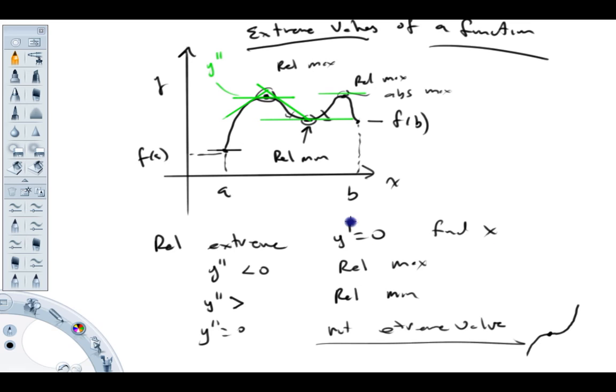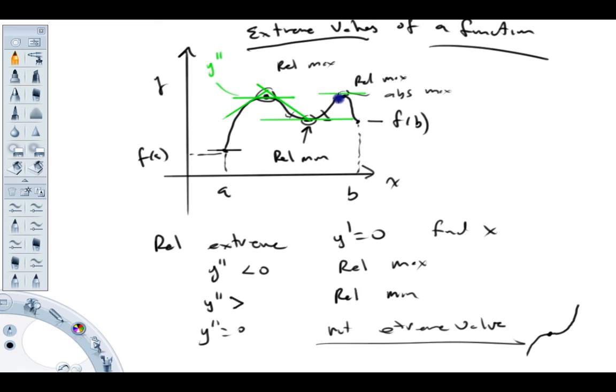Now, this will tell you the relative extreme values. When you're looking for absolute extreme values, you check the values of these relative extremas, and you also check your endpoints. The largest of all of those values is your absolute maximum, and it may or may not be one of the relative extremas. The lowest of all of those values is your absolute minimum, and it may or may not be a relative minimum.